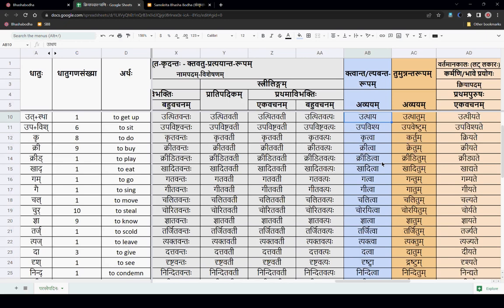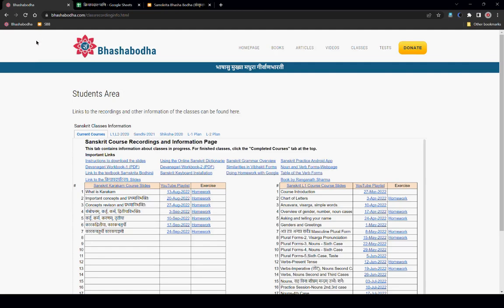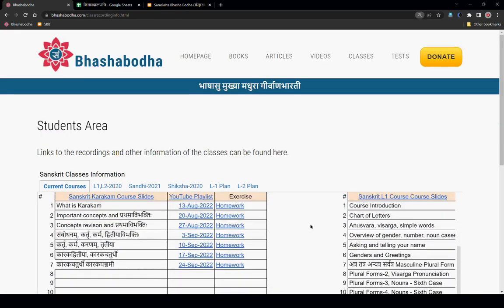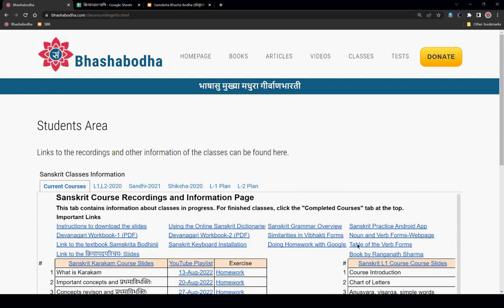Mahodaya, sorry I missed, but how do I get this dhatu spreadsheet? If you go to the students area here, on the table here, table of all forms. Okay, got it. Thank you.